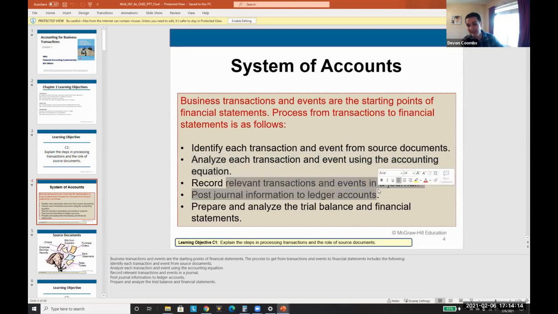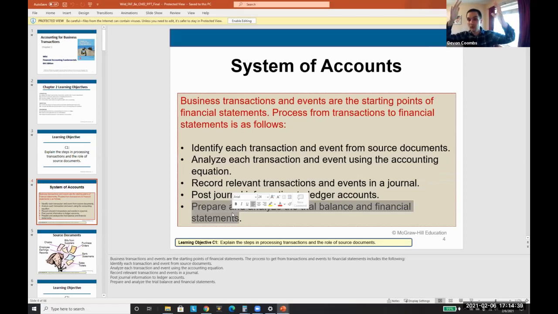And then we record it in a journal. These are called journal entries, and I have a whole series on journal entries. We record those events in a journal using a journal entry. Then all of those journal entries get posted to something called the general ledger. Memorize this flow. The general ledger is just where all of the journal entries are posted. Then we prepare and analyze the trial balance and the financial statements, based off of these source documents and these journal entries.